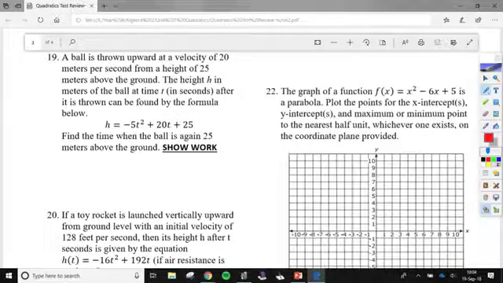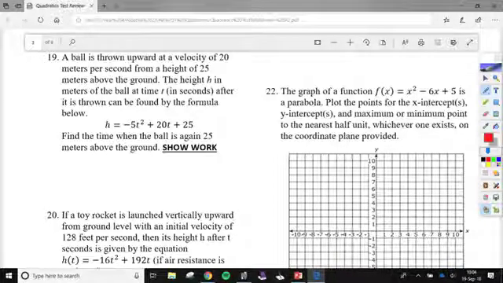Number 19. So a ball is thrown upward at a velocity of 20 meters per second from a height of 25 meters above the ground. The height h in meters of the ball at the time t in seconds after it is thrown can be formed by this formula.